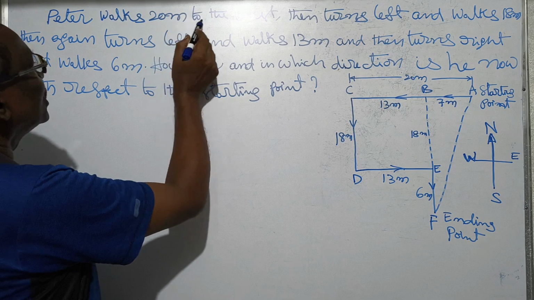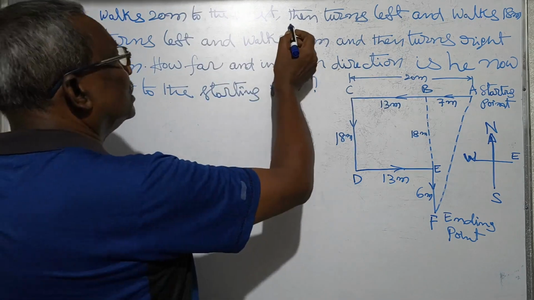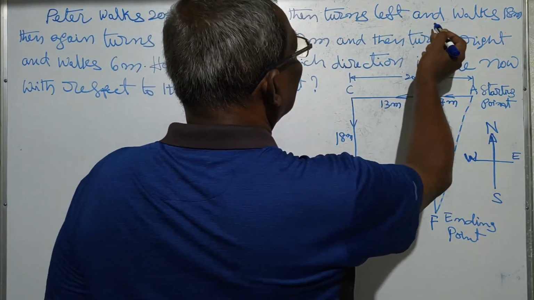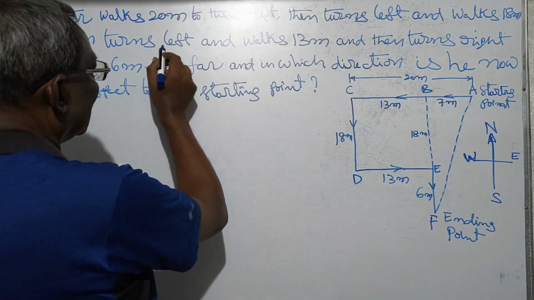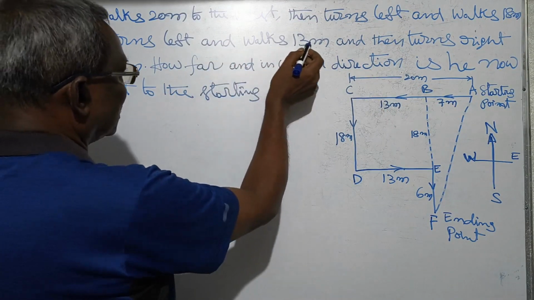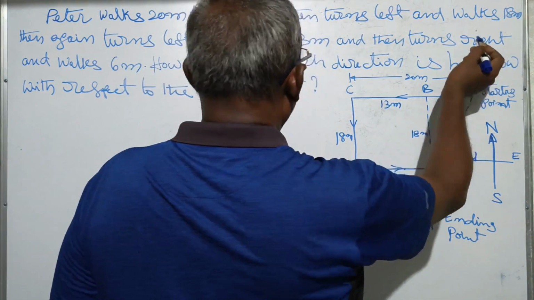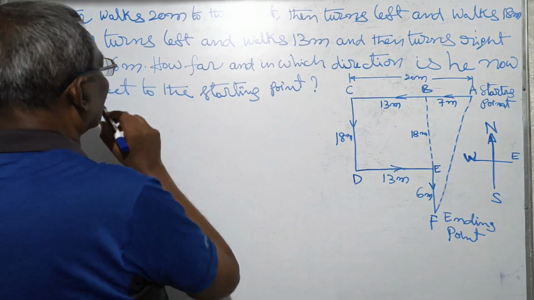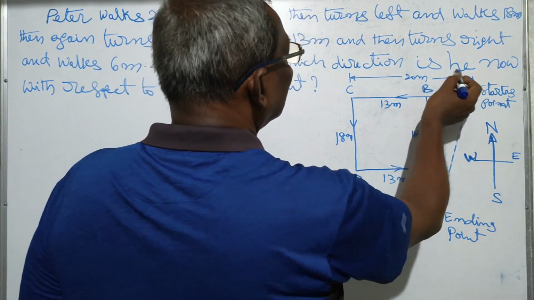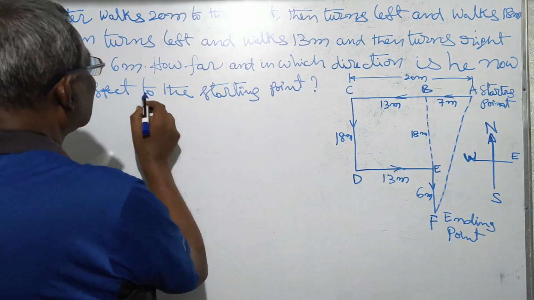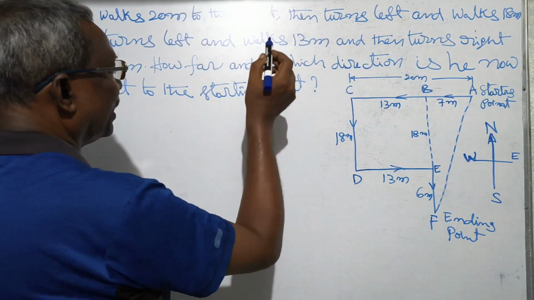Peter walks 20 meters to the west, then turns left and walks 18 meters, then again turns left and walks 13 meters, and then turns right and walks 6 meters. How far and in which direction is he now with respect to the starting point?